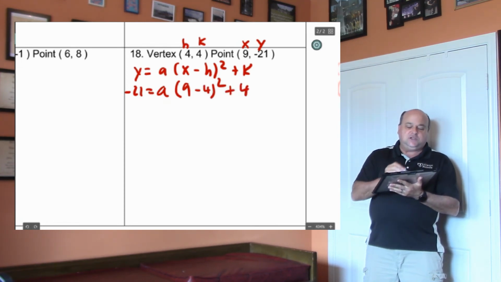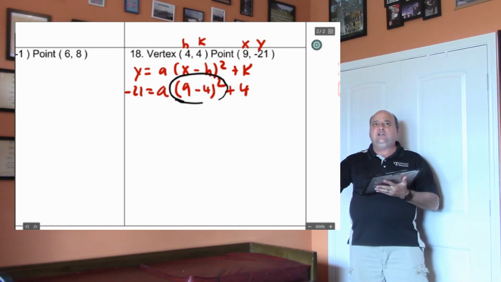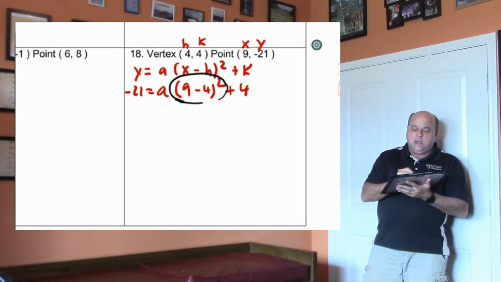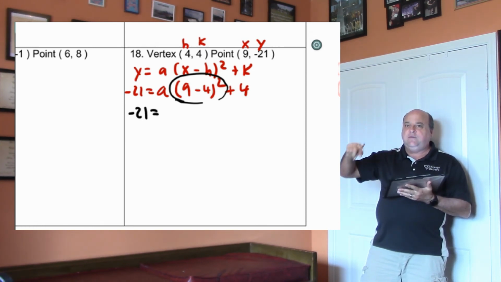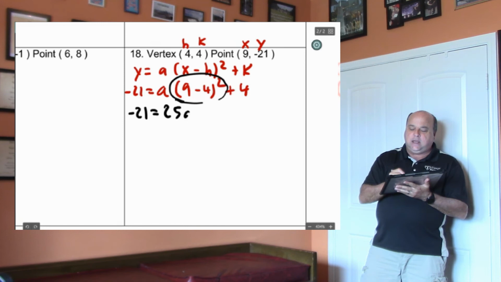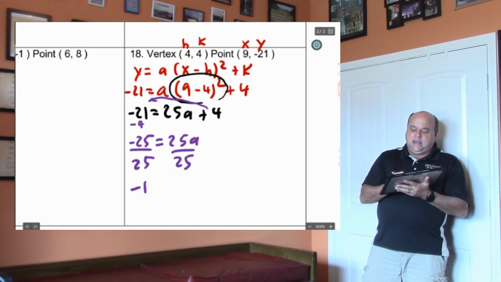And remember, the first thing you do is this right here. So I'm going to subtract, square, and put it in front of the a. So negative 21 equals 9 minus 4 is 5. 5 squared is 25a plus 4. Now I'm going to take the 4 and move it across. I'm going to get negative 25 equals 25a, divide by 25. And my a is going to be negative 1, isn't it, right?